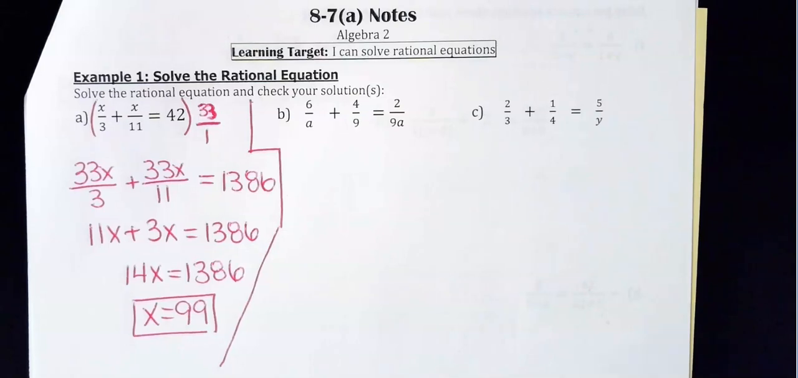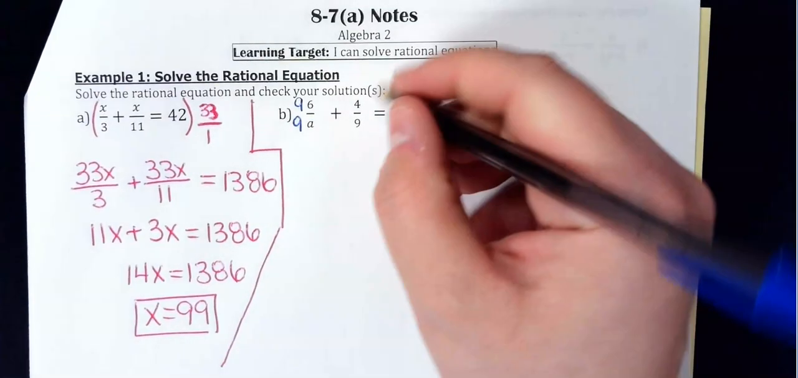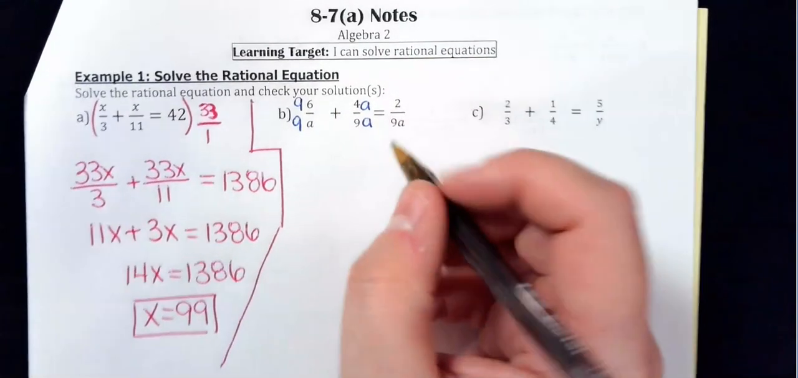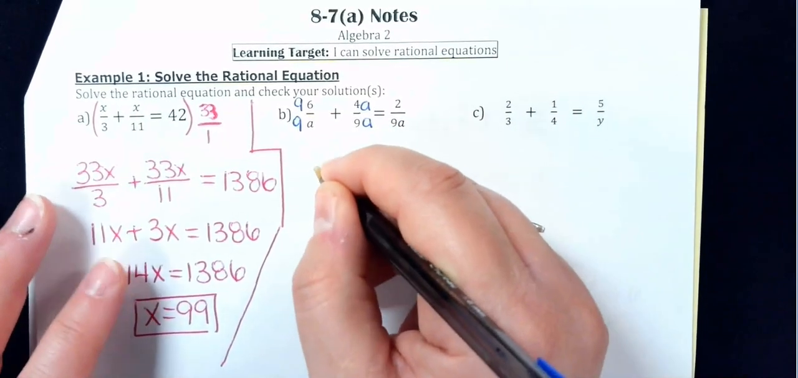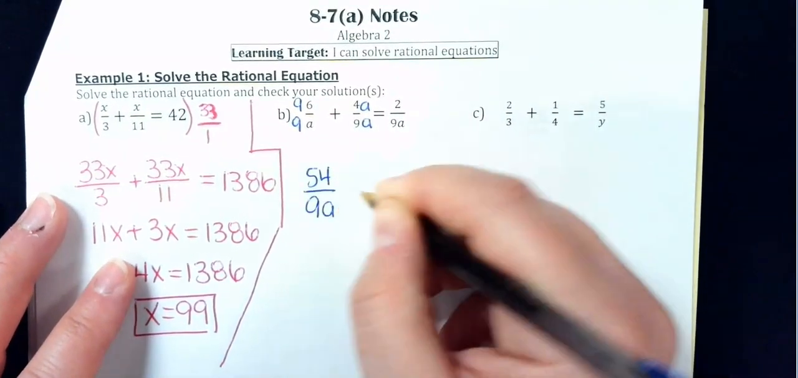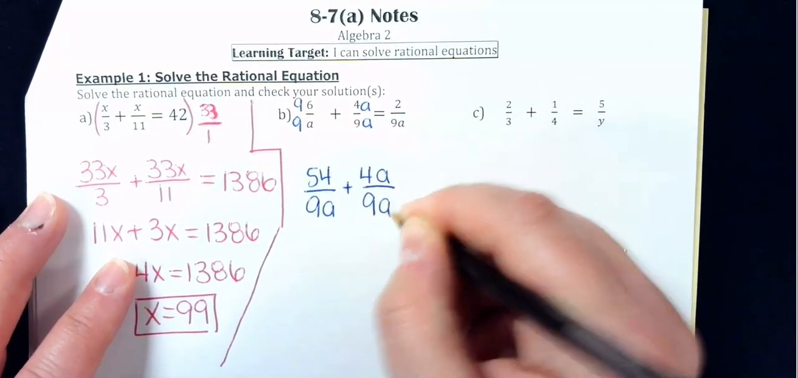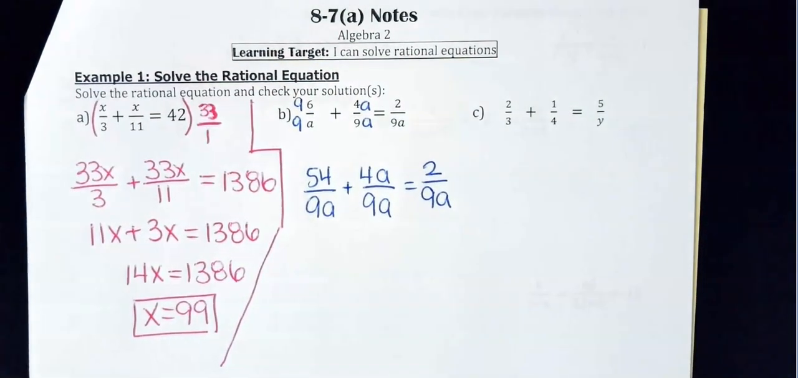So this first fraction, top and bottom, I'm going to need a 9. The second fraction, top and bottom, I'm going to need an a. And the third fraction already has 9a as the denominator, so I don't have to do anything there. When you introduce those numbers, you're multiplying top and bottom by that number. So 9 times 6 gives you 54. Bottom is 9a. Second fraction, 4 times a would just be 4a over 9a. And the 2 over 9a that was in the original problem, we didn't have to do anything to that.